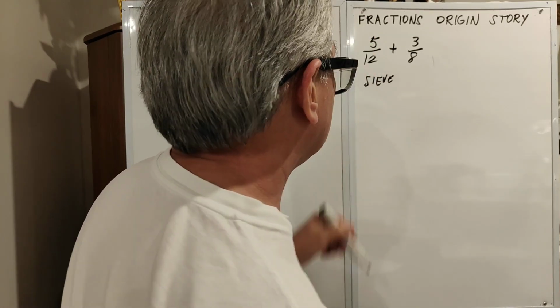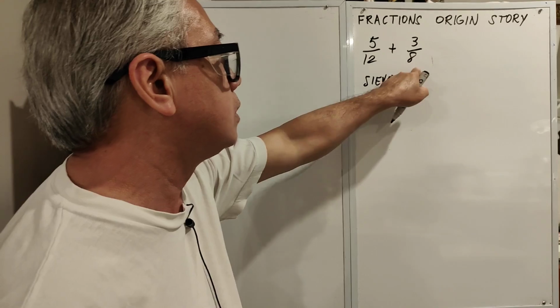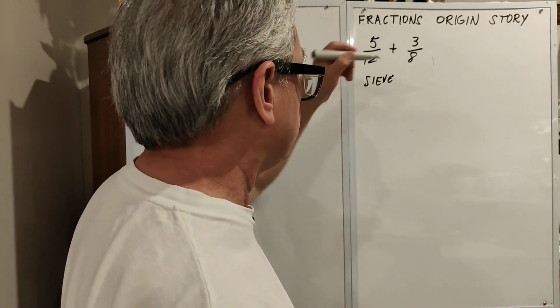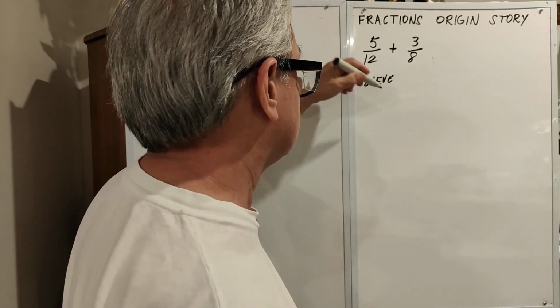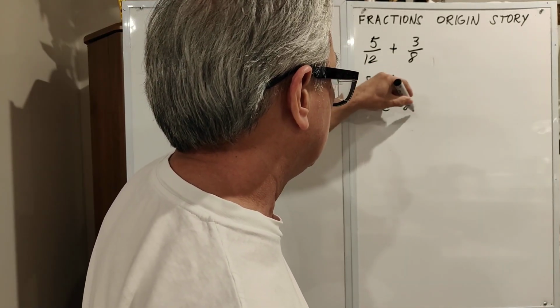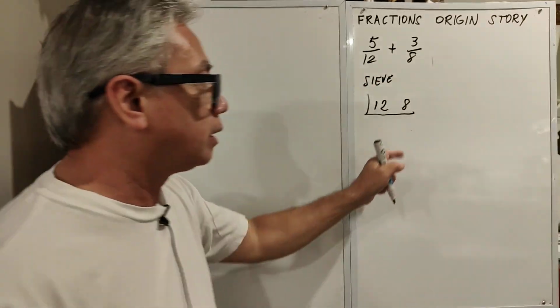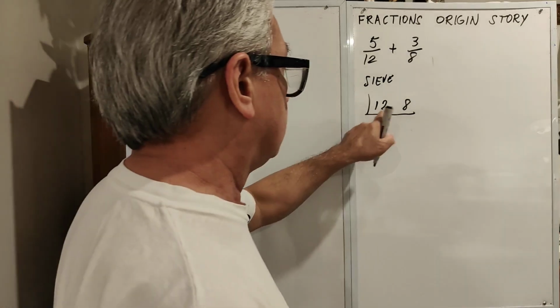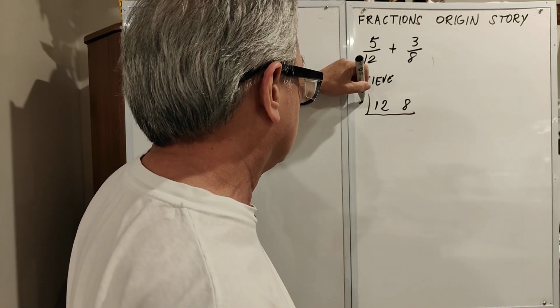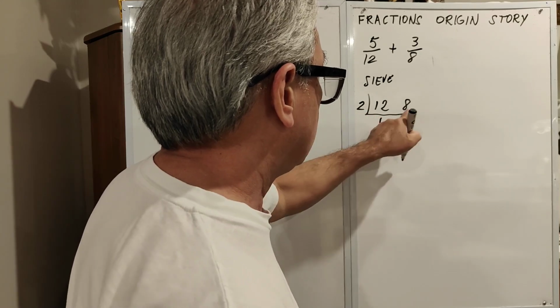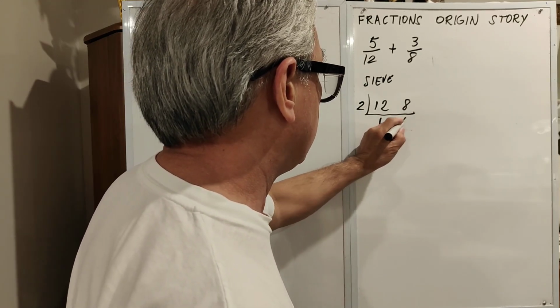S-I-E-V-E. So to get the same denominator of these two fractions, we first write both denominators, 12 and then 8. Then think of a number that can be divided into 12 and 8. Let's say they're both even, so we can use 2. 12 divided by 2 is 6. 8 divided by 2 is 4.